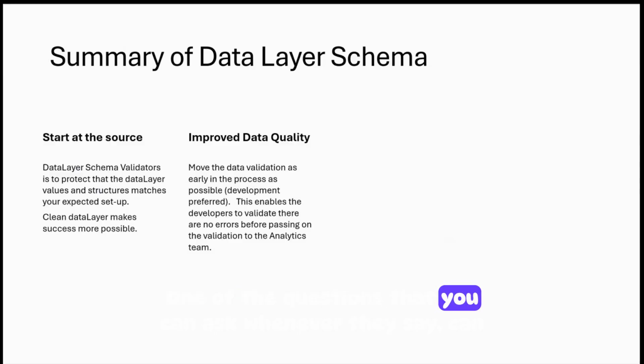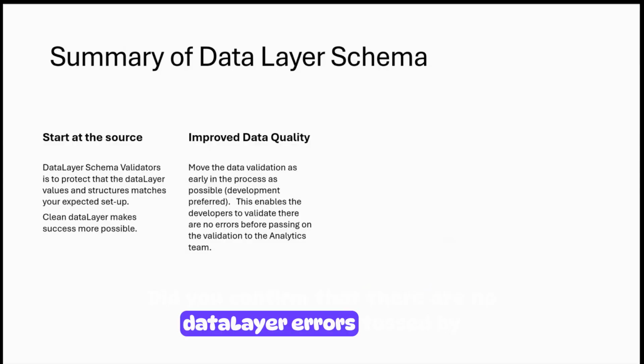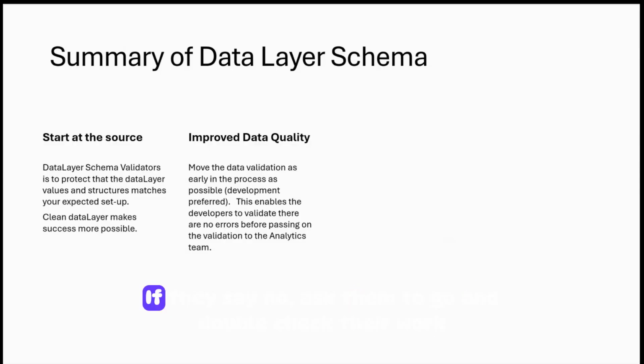One of the questions that you could ask whenever they say, "Can you check this?" You could ask them, "Did you confirm that there are no data layer errors caused by the data layer schema?" If they say no, ask them to go and double check their work before it comes to you.